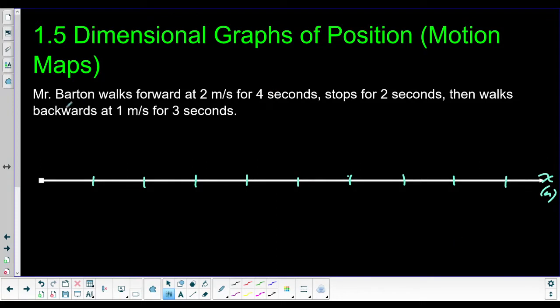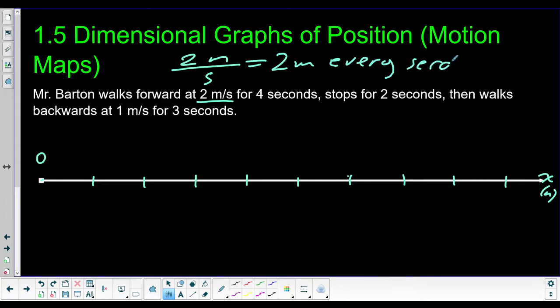Okay. So it says Mr. Barton walks forward at 2 meters per second for 4 seconds. So let's talk about that first. I'm going to start here at 0. That's my first point. Actually, let me raise it up a little bit, and we'll actually do a little circle. So there's Mr. Barton. That's the top of my head. Perfectly spherical. So if we're walking at 2 meters per second, let's break that down. 2 meters per second. What that means is 2 meters every second. Okay. So we're going to do that for 4 seconds. So 1 second passes, I go 1, 2 meters.